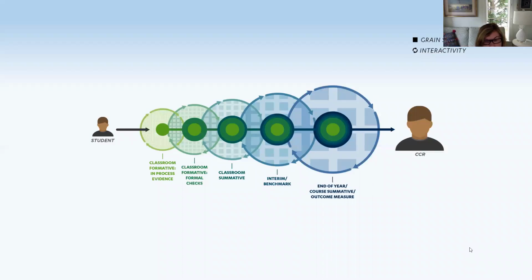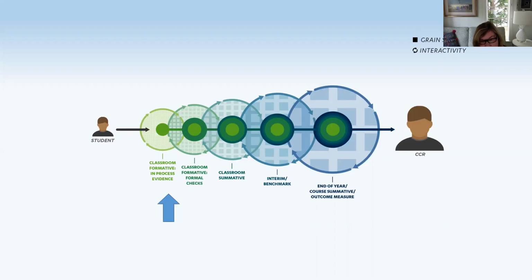So if we look at this comprehensive assessment system here, where we have a range of different assessments to provide a range of information for those people who make decisions about student learning, from teachers through to principals, through to district administrators, through to policymakers, we can see that the smallest grain size, that is the circle closest to the student, is where classroom formative assessment takes place.